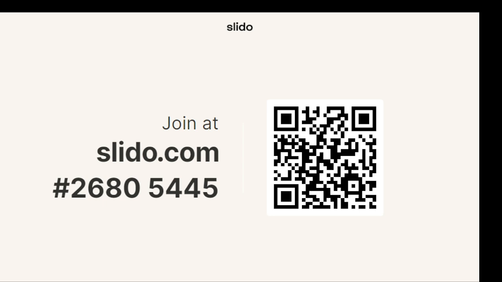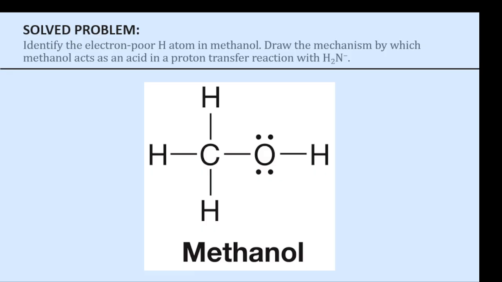Let's go ahead and solve a problem. Let's identify the electron-poor hydrogen atom in methanol, and we'll draw the mechanism by which the methanol would act as an acid in a proton transfer reaction with H2N minus.